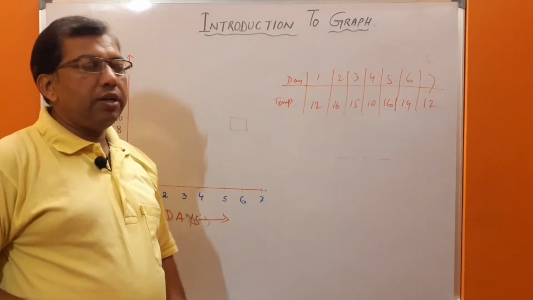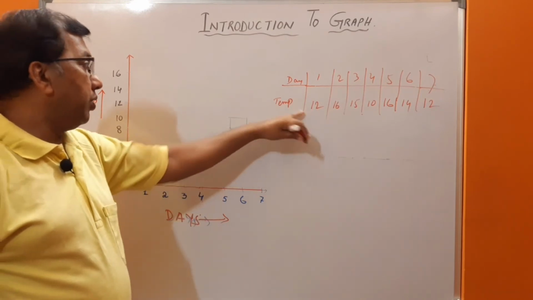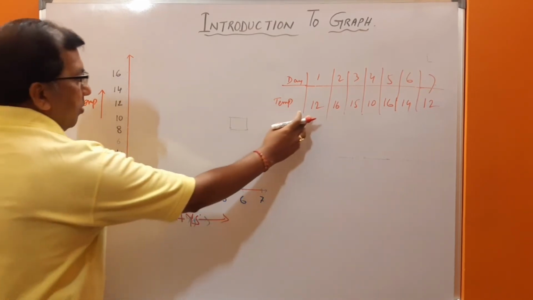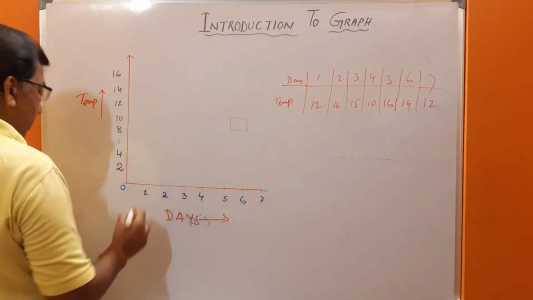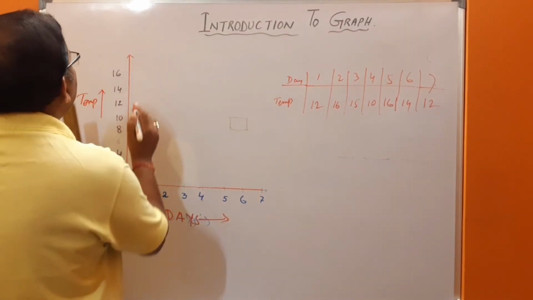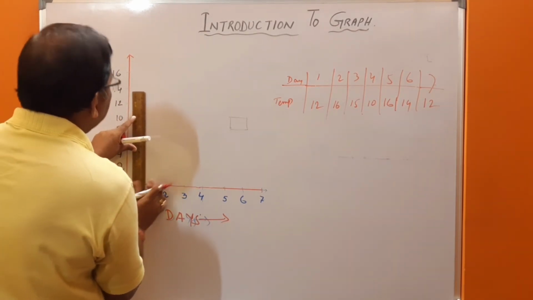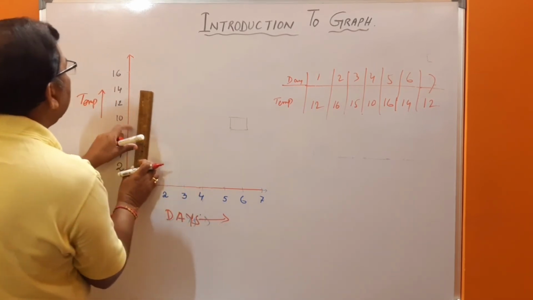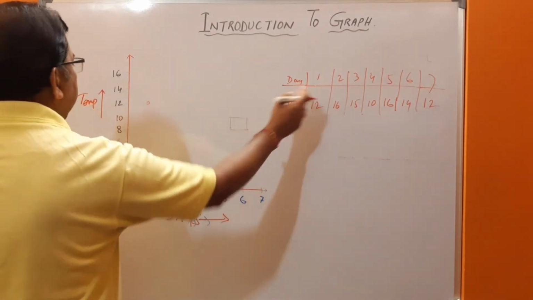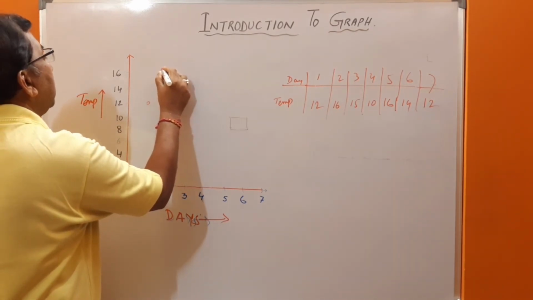Day is the independent variable and temperature is the dependent variable, so day will be on the x-axis and temperature on the y-axis. Then plot. Suppose the first day: what is the temperature? 12. Plot this point: day 1, 12. Second day is 16. Out here, this will be 16.